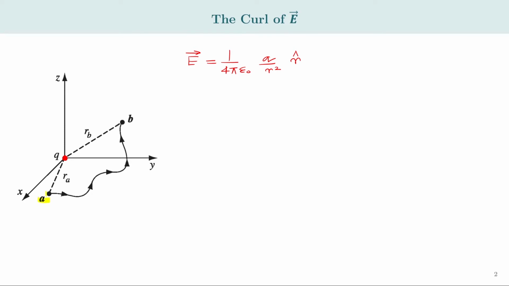We shall now consider 2 points A and B. Now we want to calculate the path integral of this electric field in going from point A to point B. The path integral is integral A to B E dot dl, which is equal to 1 over 4 pi epsilon 0 integral Q over R square times R hat dot dl.